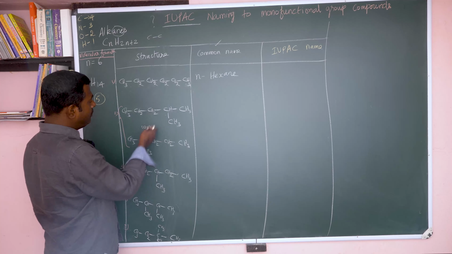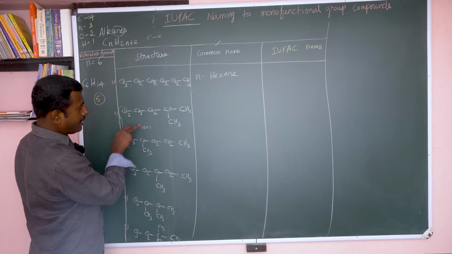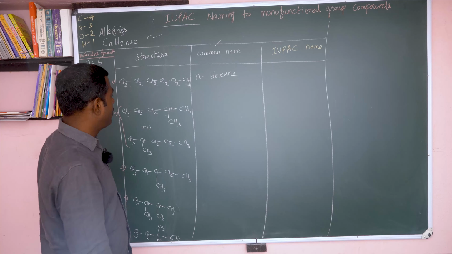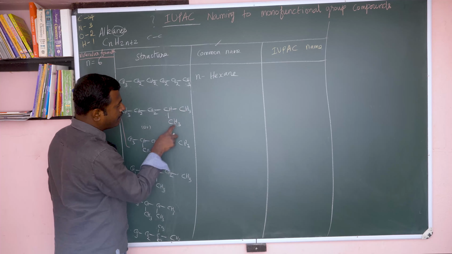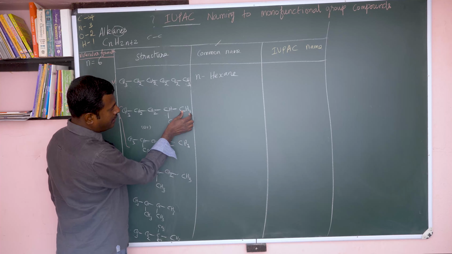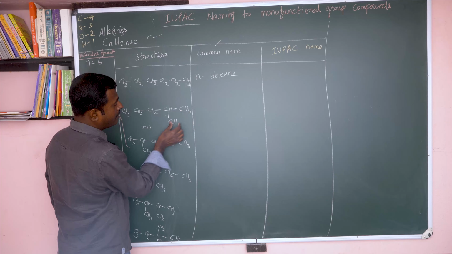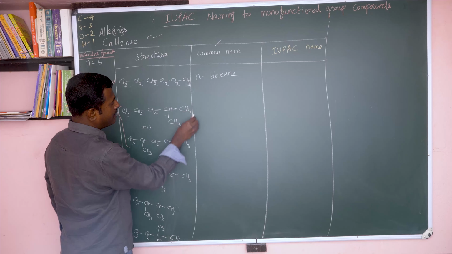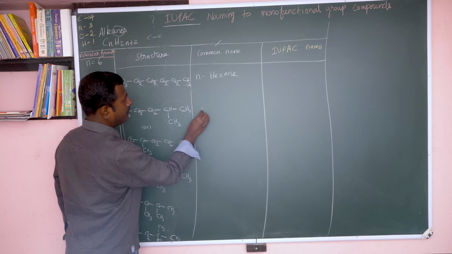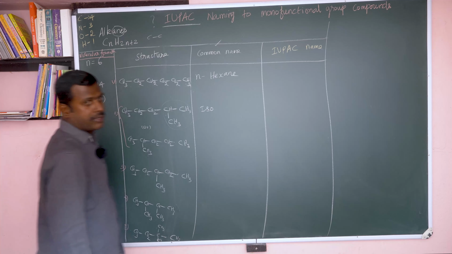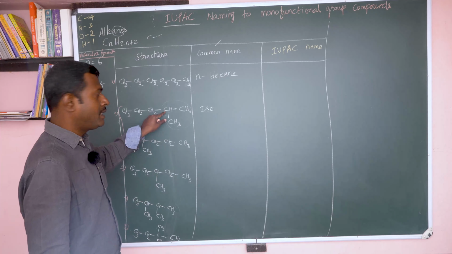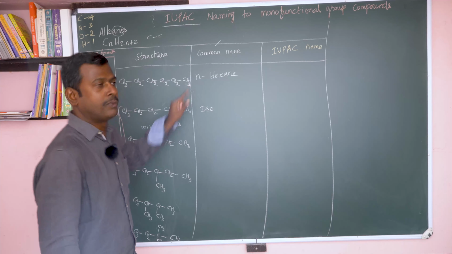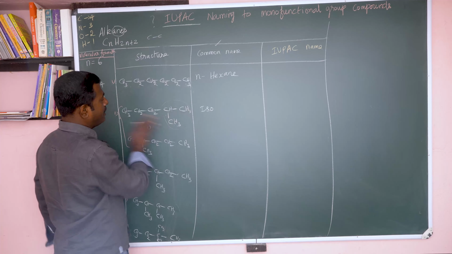What about the second one? These two are identical actually. In the previous class I told that CH3 is called a methyl group. If two methyl groups are attached to a CH, then this part is called iso. Whenever CH is attached with two methyl groups, we can give the name iso.